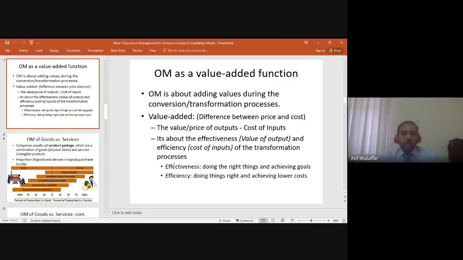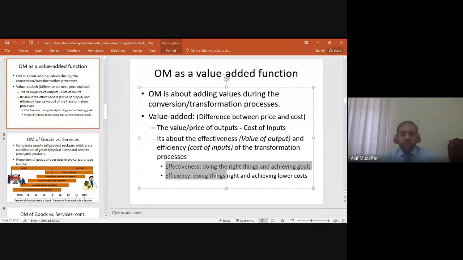Okay, moving forward. There are two important terms which you need to know about value addition. This is effectiveness and efficiency. Okay, value added activity. What does it mean?